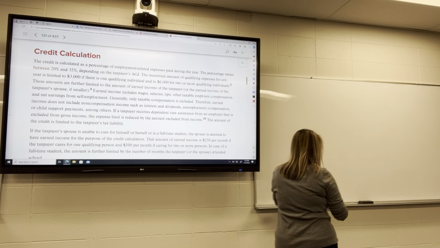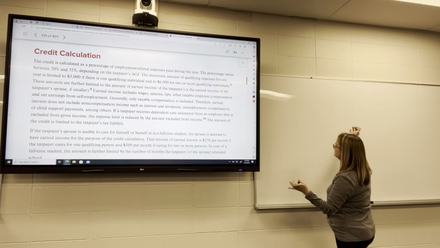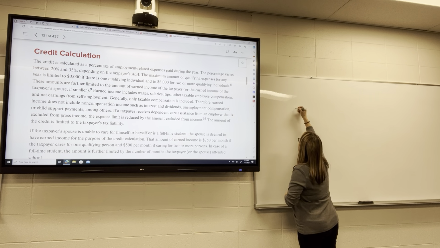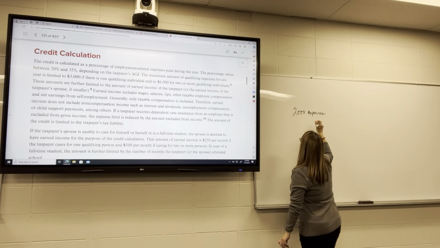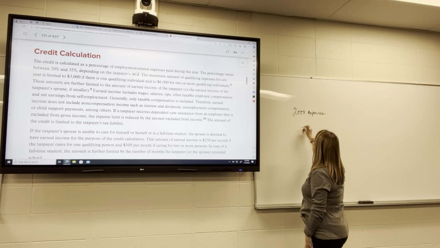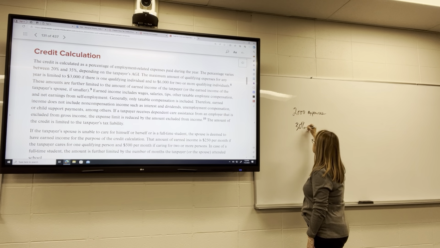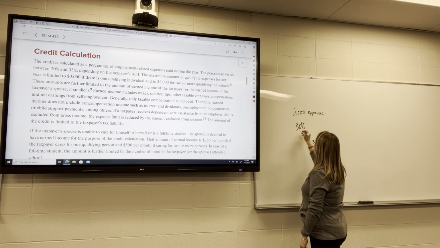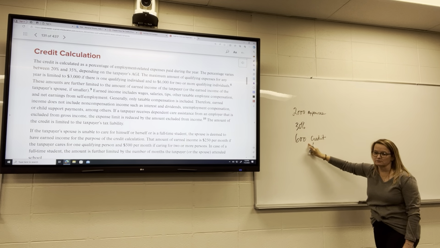So for example, and we'll see the chart here in a minute, this is just an example. If you have $2,000 of expenses, and because of your income, you're allowed a credit up to, what do we say, 30%, then that means that your credit is going to be $600.